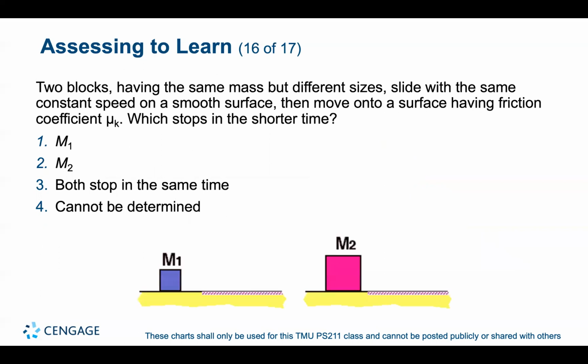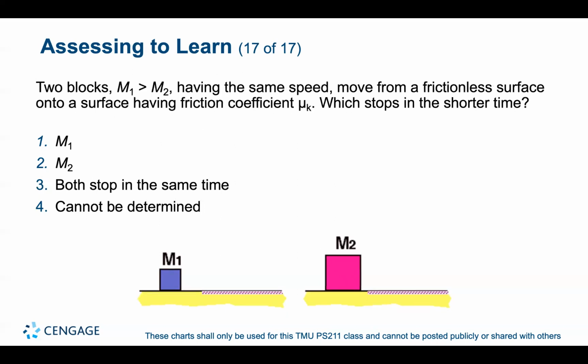Two blocks have the same mass but different sizes. They slide with the same constant speed on a smooth surface, then move onto a surface having friction coefficient mu sub k. Which stops in the shorter time? The answer is both stop at the same time. Finally, for these questions, two blocks, m sub 1, which is greater than m sub 2, have the same speed and move from a frictionless surface onto a surface with a coefficient of friction of mu sub k. Which stops in a shorter time? The answer is both stop at the same time.